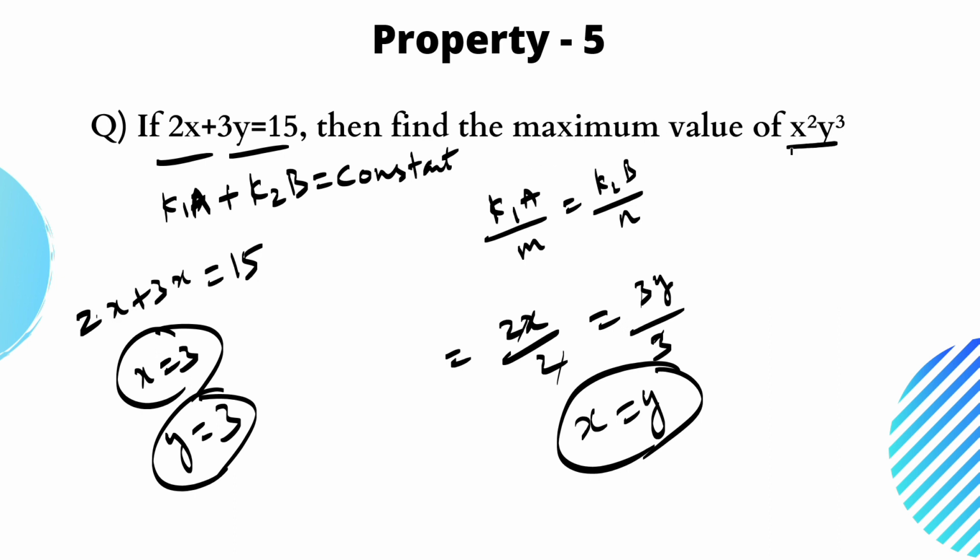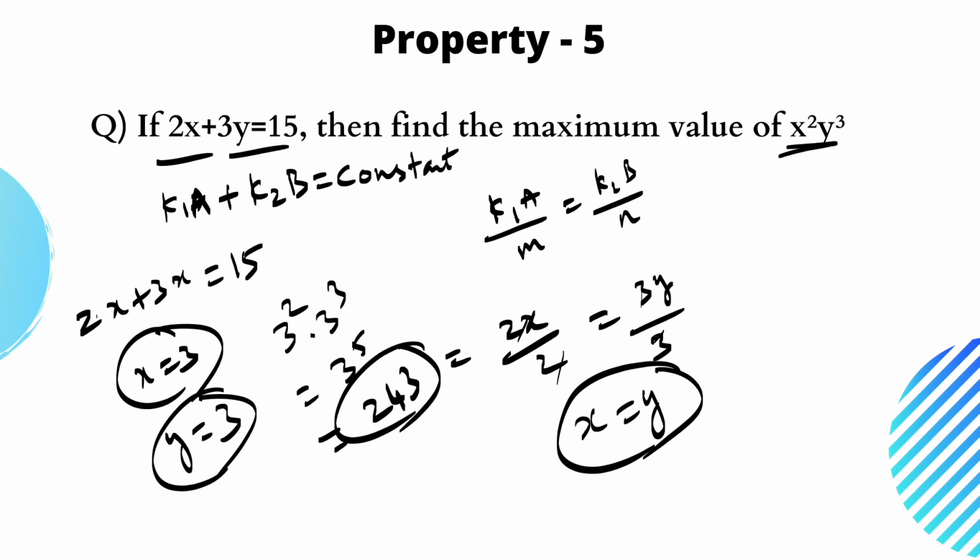So as we want to find the maximum value of x square and y cube, just simply substitute these two values. So x square, 3 square, into y cube, 3 cube, so 3 square into 3 cube, which is equal to 3 power 5, and this is equal to 243.